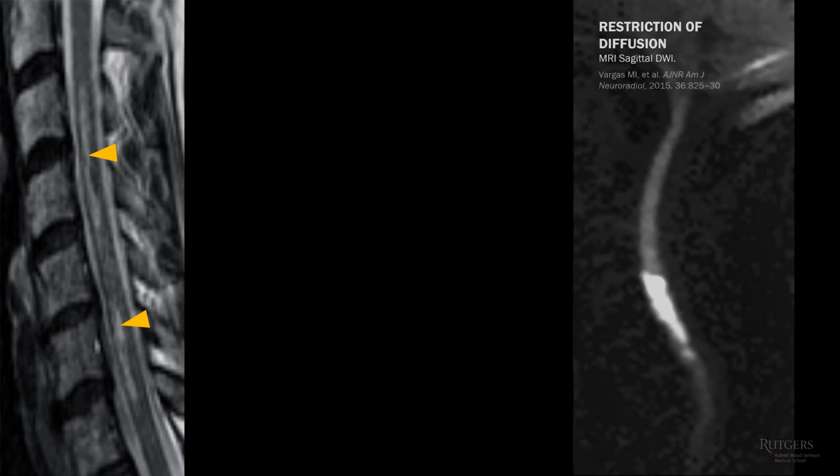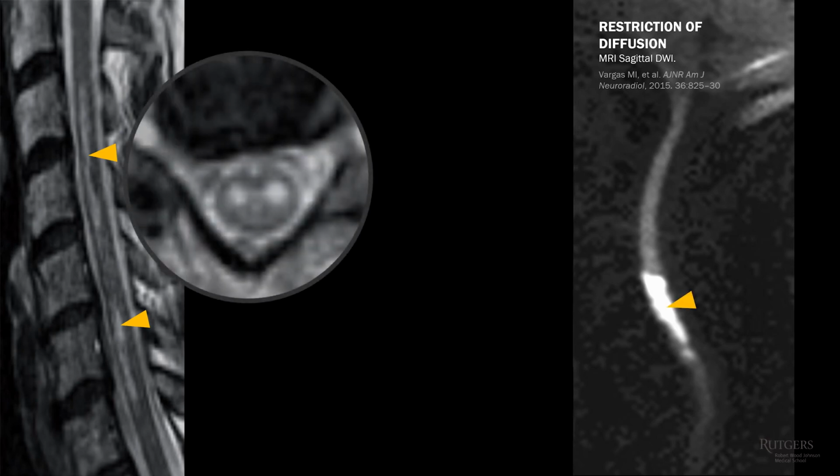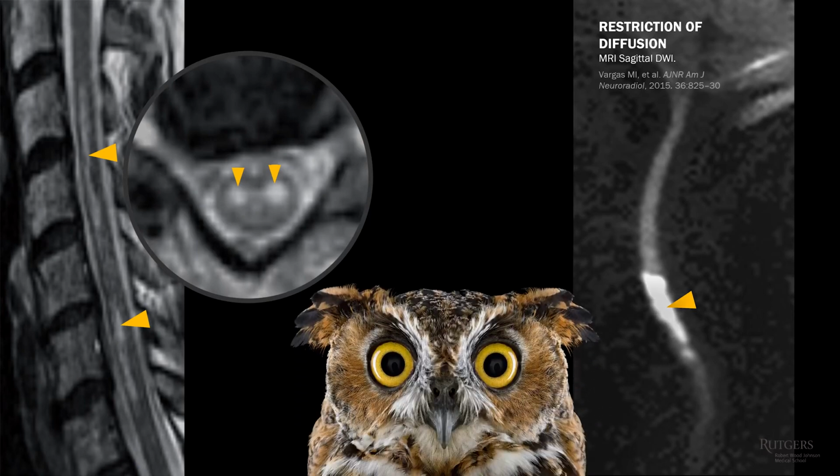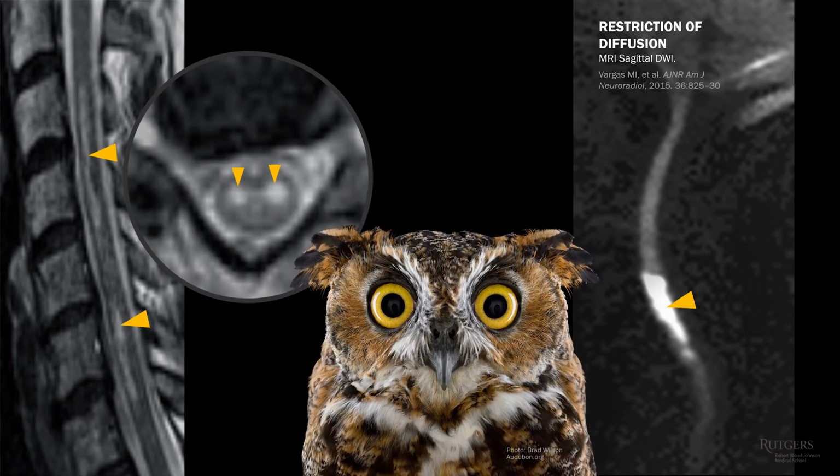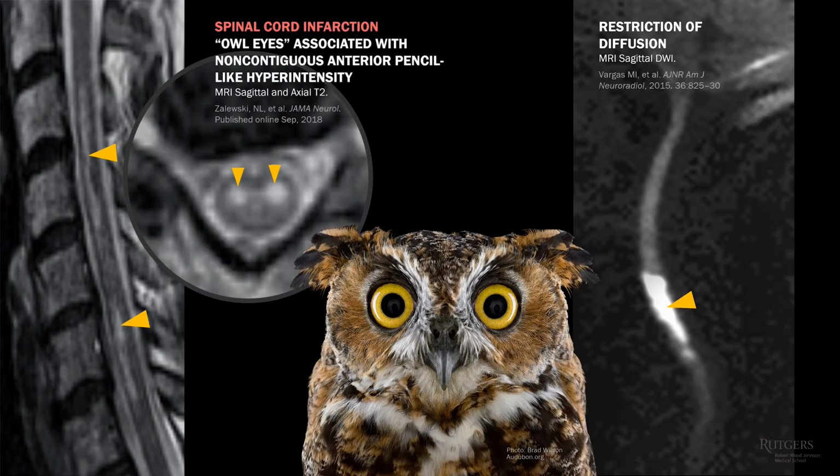Here is an example of DWI from another patient, where area of ischemia lights up. Axial T2 image from the first patient shows that anterior cord is damaged. Doesn't the spinal cord look like a face of an owl? How about now? This is actually called the owl eyes sign, and the owl eyes are the area of anterior horn damage. Neuroradiologists have all the fun constantly coming up with awesome names for things.